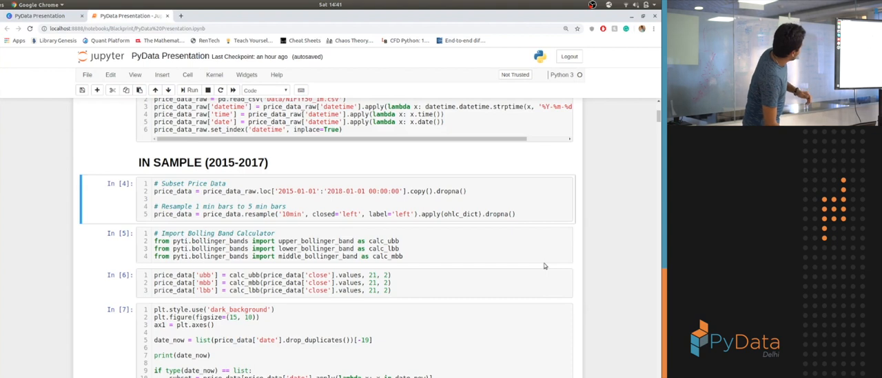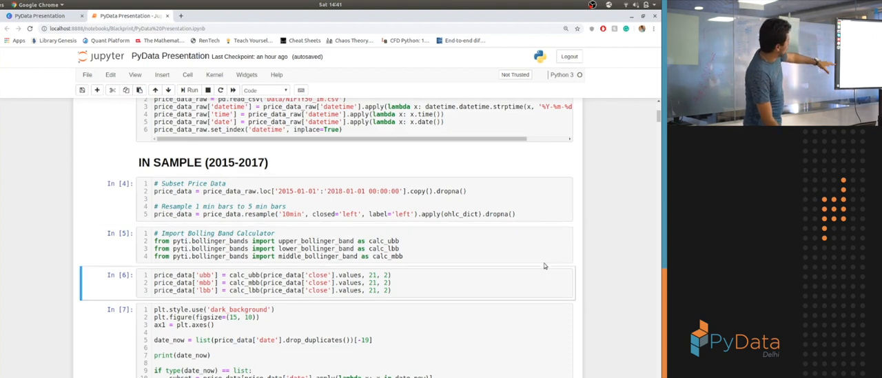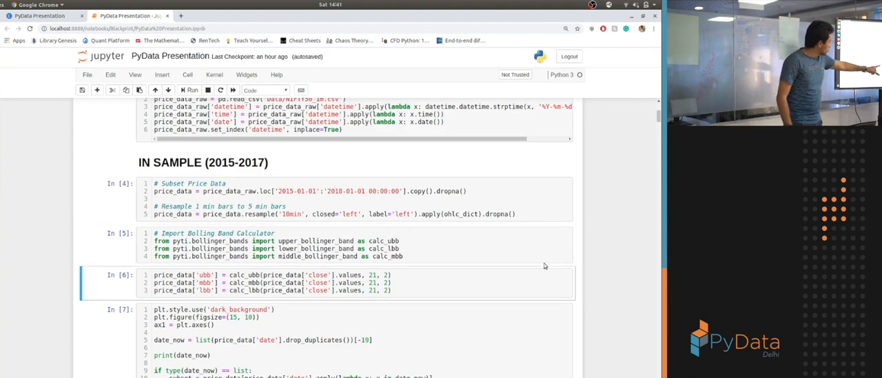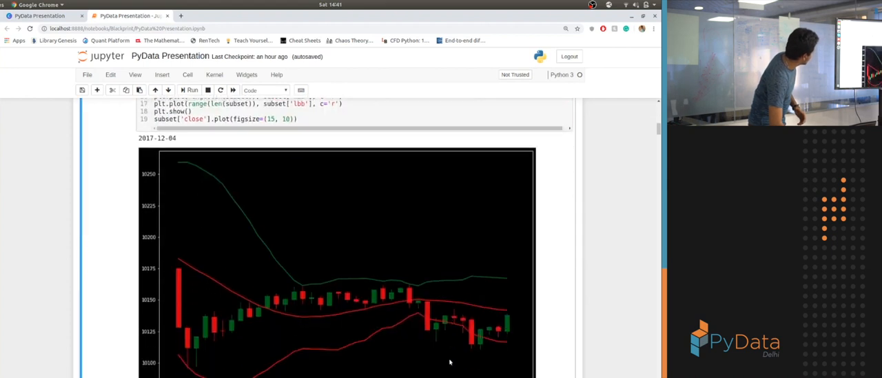Alright, then I calculate the Bollinger bands. So I took the periods of 21 and 2. So the past 21 days, I take the price, take the mean, take the two standard deviation above and below, added and subtracted to the mean, and then I plot it. So this is what it looks like.